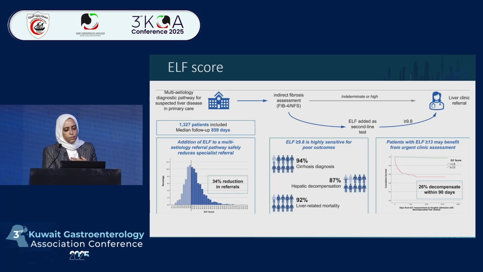However, in my setting, or in the Kuwait setting, the ELF test is quite expensive compared to the fibroscans that we already have. So for us, the fibroscan is much more feasible and accessible. In a patient who had an ELF score of more than or equal to 9.8, they're highly sensitive for poor outcomes in terms of cirrhosis, hepatic decompensations, and liver-related mortality.